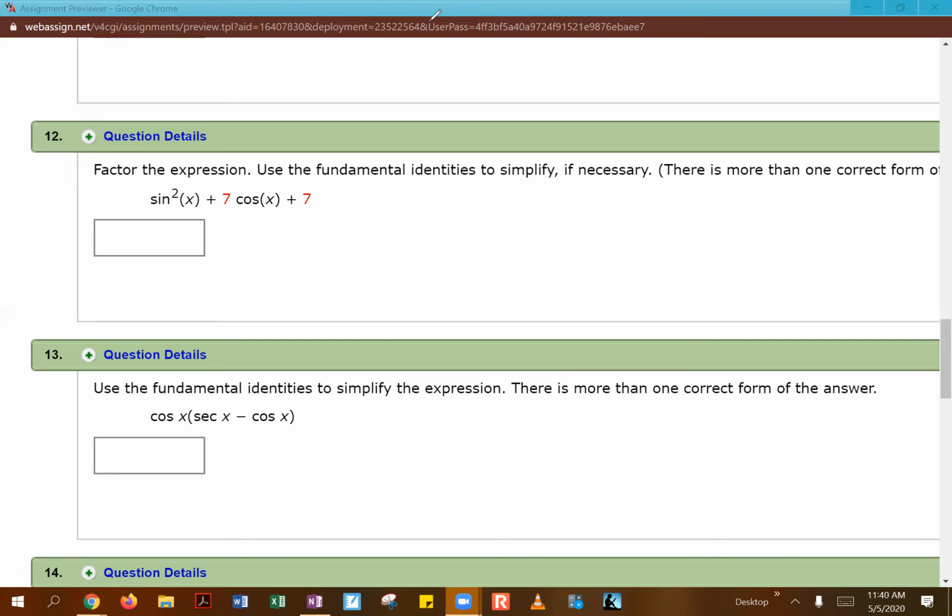How did you get sin squared? It is 1 minus cosine. I mean, negative 1 plus. Oh, yeah.